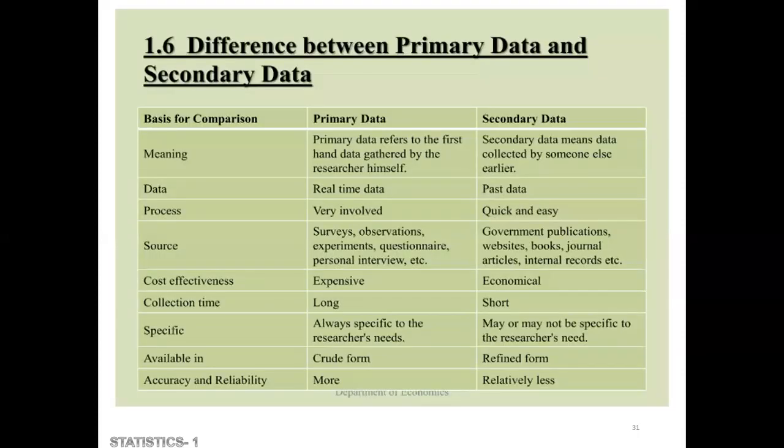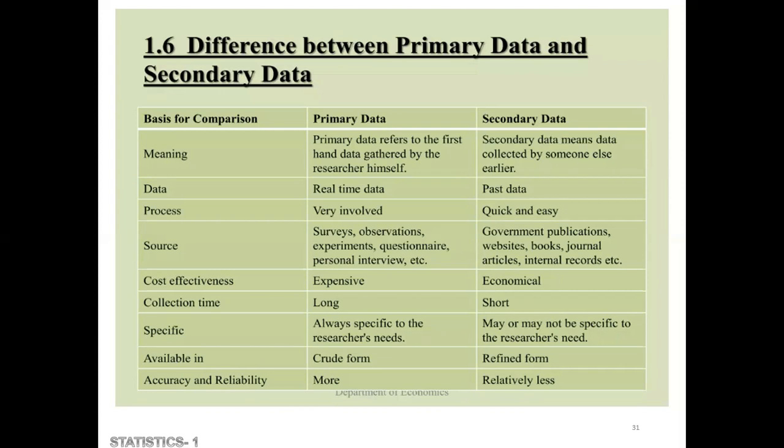The next one is, what is the difference between primary and secondary data? Primary data refers to first-hand data gathered by the researcher himself. In secondary data, the data is collected by someone else and you are collecting the data from that source. Primary data is real-time data, secondary data is past-time data. The process involved in primary data is very much involved, whereas secondary data is quick and easy. The sources for primary data can include surveys, census, observations, experiments, questionnaires, personal interviews, and other things.